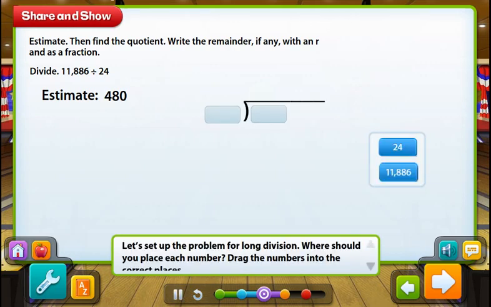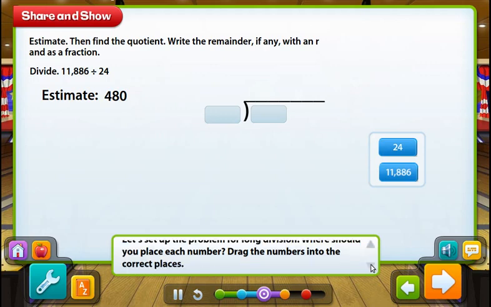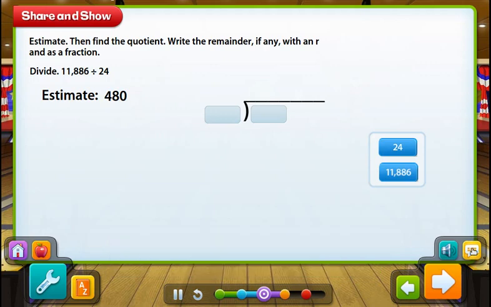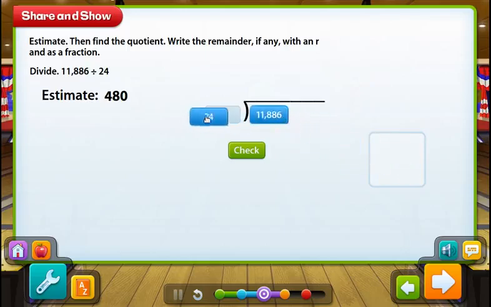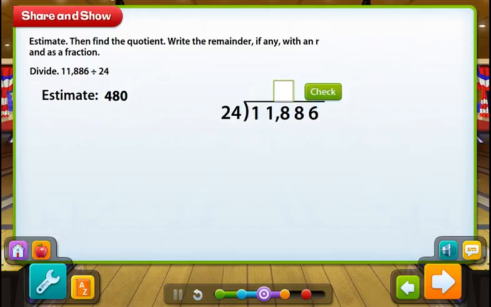Let's set up the problem for long division. Where should you place each number? Drag the numbers into the correct places. Nice work! This problem reads 11,886 divided by 24. Now you can solve for the quotient.